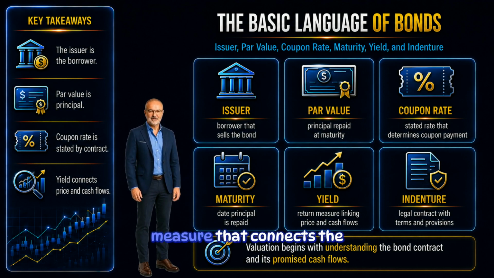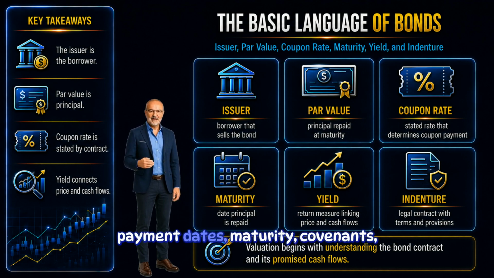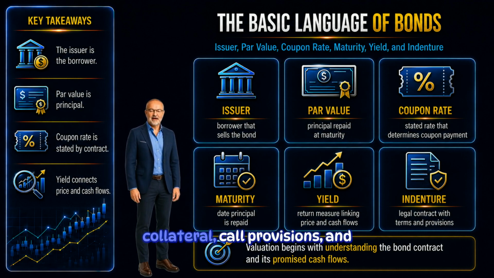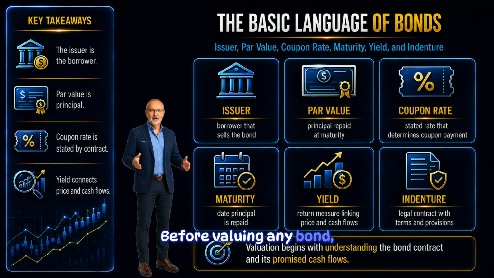Yield is a return measure that connects the bond's price with its promised cash flows. A very important yield measure is yield to maturity, which summarizes the return implied by the current price and the promised payments. Finally, the indenture is the legal agreement behind the bond. It specifies the terms, payment dates, maturity, covenants, collateral, call provisions, and other important features. Before valuing any bond, we must understand its contract. Valuation begins with cash flows, and the contract tells us what those cash flows are supposed to be.